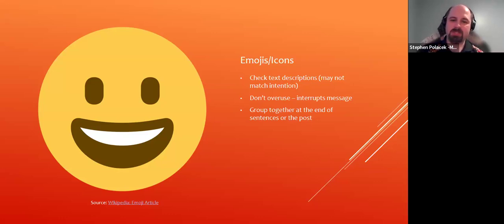So it's best to either group them together at the end of a sentence or at the end of the post itself. Consider where it's going to have impact, where a person's going to read it. And you can put it at the start of a sentence too, just don't put it in the middle. Try to avoid that if at all possible.